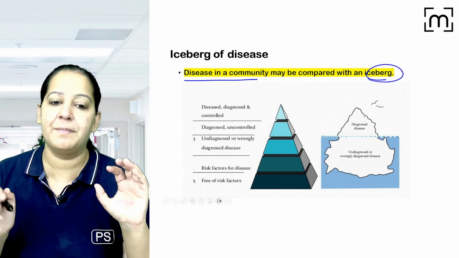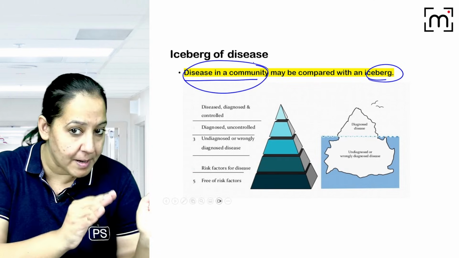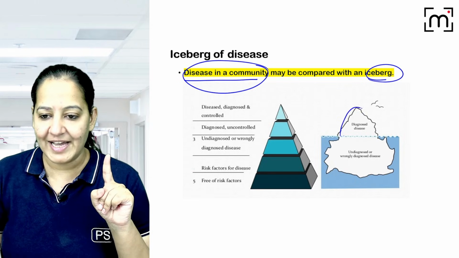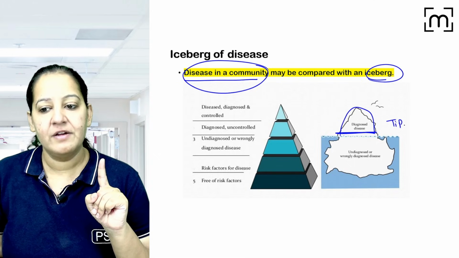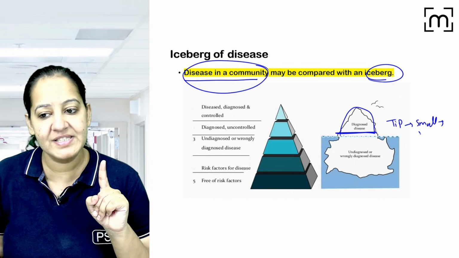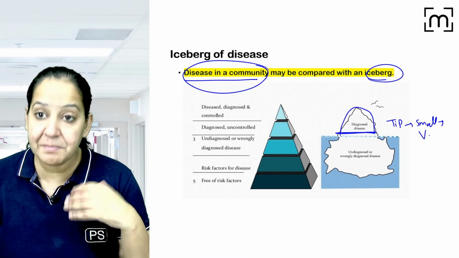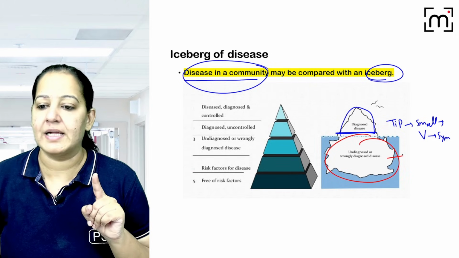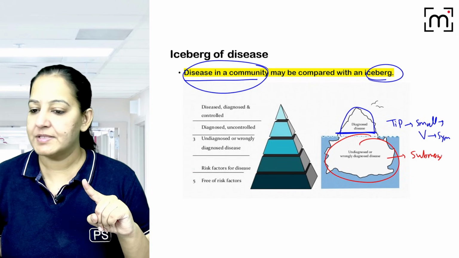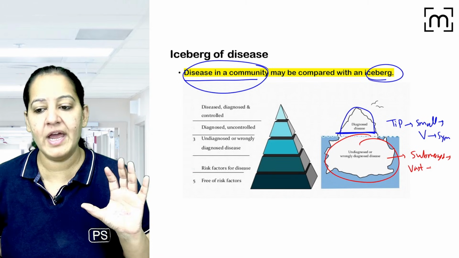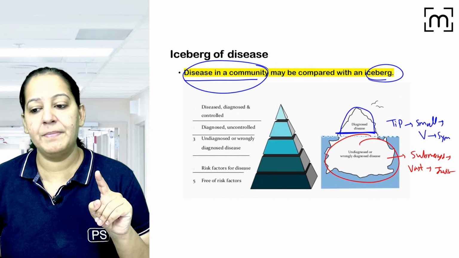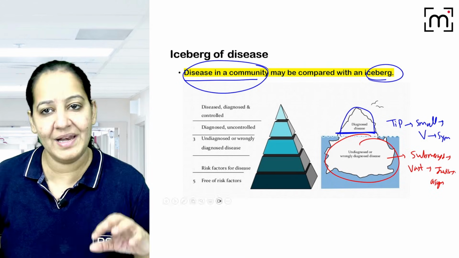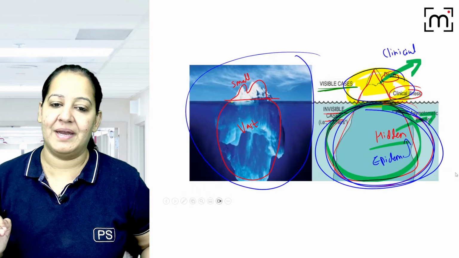In the iceberg phenomenon, the diseases present in the community are compared with the iceberg. You have to draw this diagram. In the iceberg, the tip is very small, and it represents the visible cases, meaning symptomatic cases. The large portion which you can't see is the submerged portion, which is very vast. It's invisible because it has asymptomatic cases. It can be carriers or latent cases. This is the meaning. I hope you got it.